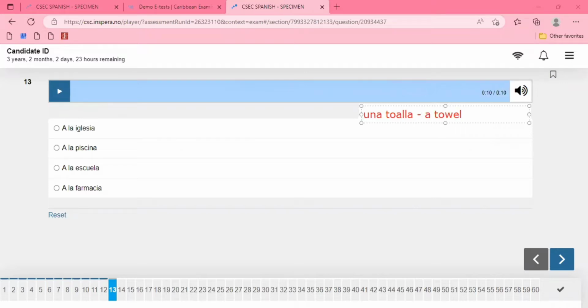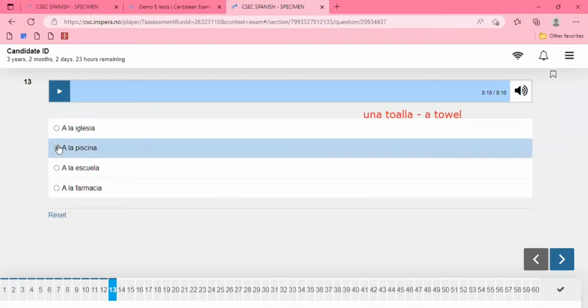All right. So in this audio file, someone is telling Raul that he needs to leave now. Remember your towel. So that would have been the keyword. The question was asking, where is Raul going? So we hear towel. So the best option would be a la piscina, to the pool. Reviewing our other options, a la iglesia would have been to church. A la escuela would have been to school. A la farmacia would have been to the pharmacy.